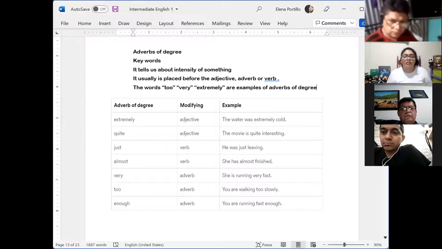Almost. It's modifying a verb. She has almost finished. She has almost finished.